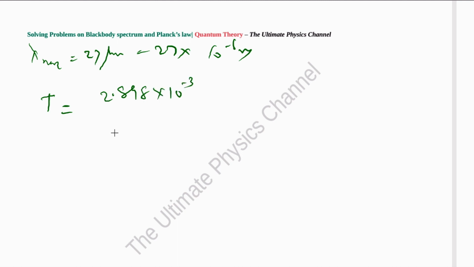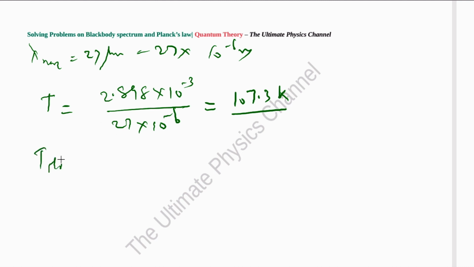Lambda max is equal to 27 micrometers, or 27 into 10 power minus 6 meters. Therefore, the temperature is equal to 2.898 into 10 power minus 3 over 27 into 10 power minus 6. If you work this out, it is 107.3 Kelvin. And this is our T old now, right? So T old is equal to 107.3 Kelvin.